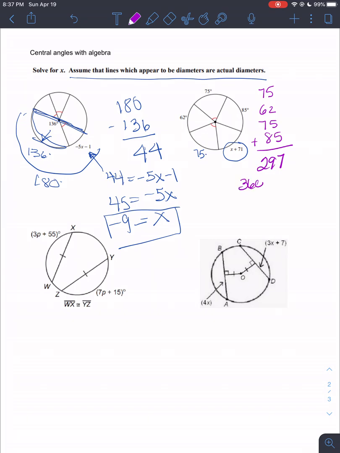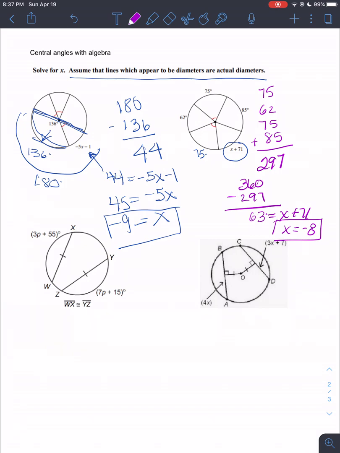Subtract that from 360. Looks like we have a 63-degree angle and arc, so we're going to set that equal to x plus 71. Subtract 71 from each side. 63 minus 71, it looks like the value of 8x is negative 8.